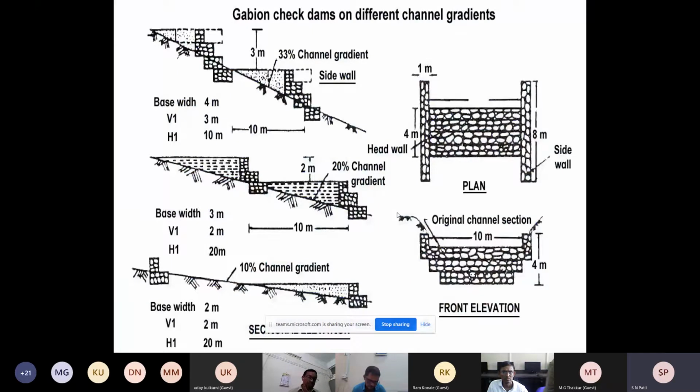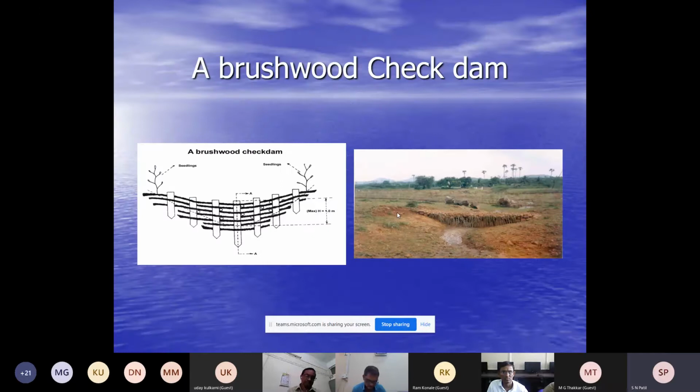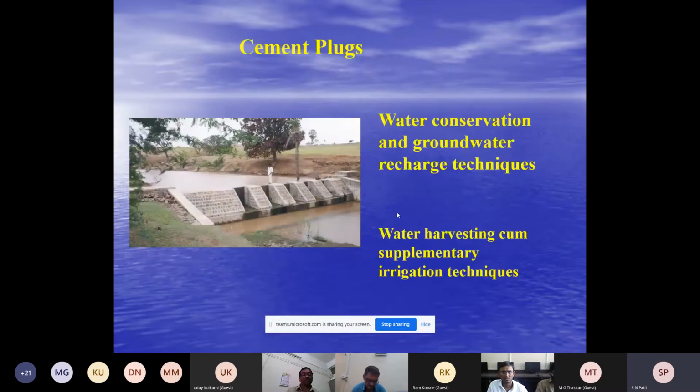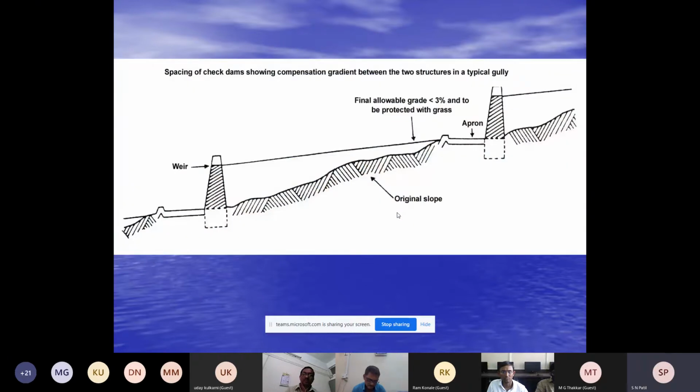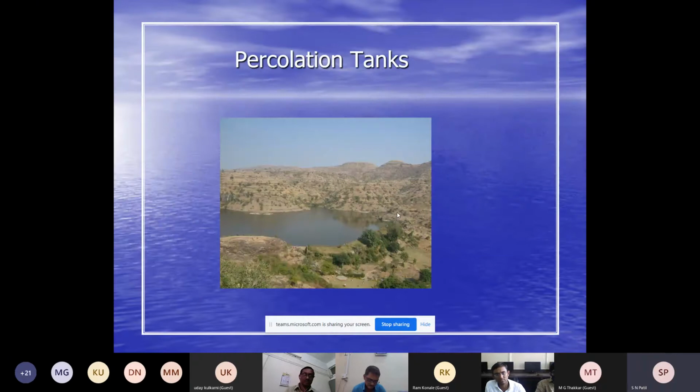These are the Gabion check dams and brushwood check dams, especially in first order streams in mountainous terrain like Satpura. These are the cement plug bandaras, water conservation and groundwater recharge techniques, water harvesting cum supplementary irrigation techniques. Then Kolhapur type bandaras are also there to arrest the water resources, and percolation tanks.